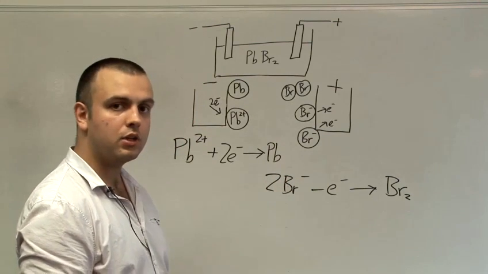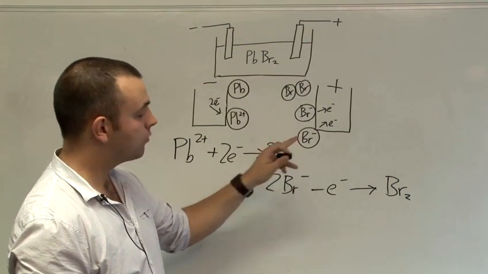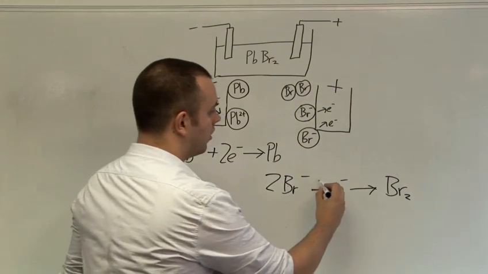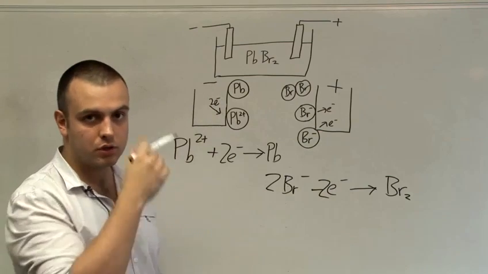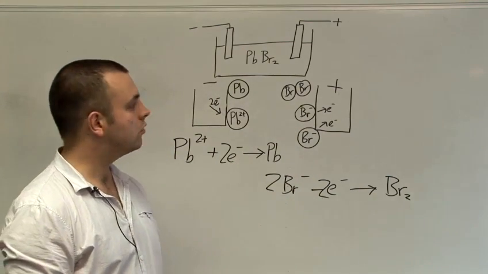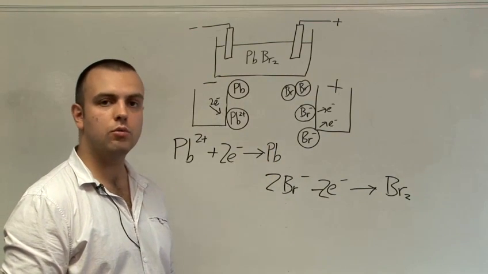Still, to make it balanced, we need to put in the appropriate number of electrons. Since 2 bromide ions would require to lose 2 electrons overall, we put a 2 in front of the electron symbol as well. So 2 separate bromide ions lose an electron each to form a single bromine molecule consisting of 2 bromine atoms.